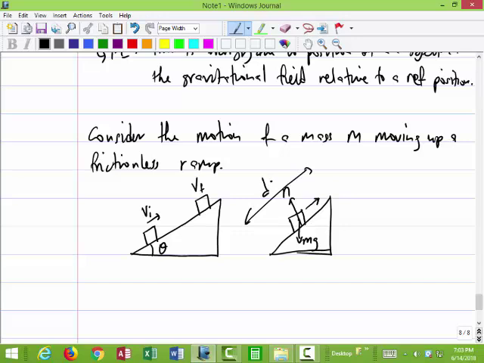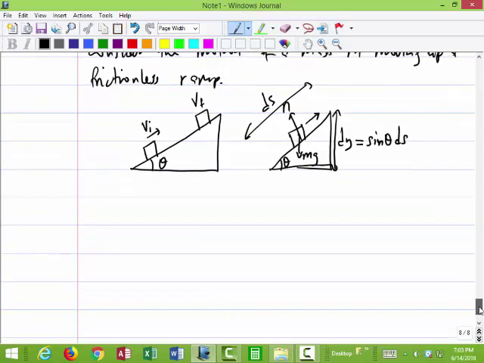Let's call this ds, of course, and then this height is dy. The angle is theta, so dy can be written as sine theta ds. So that will come in useful for us as we analyze the motion of this object as it goes along the ramp. We start off by saying that the axis parallel to the direction of motion is the s-axis.